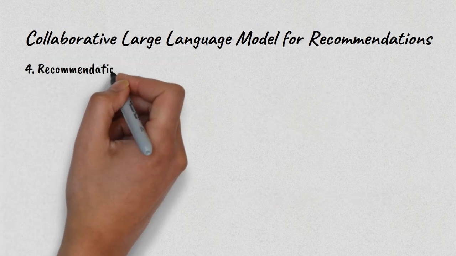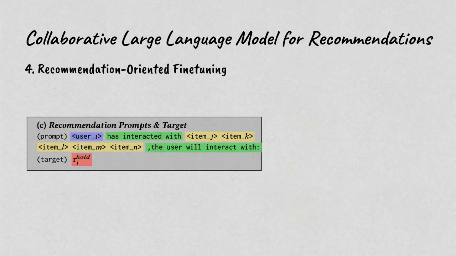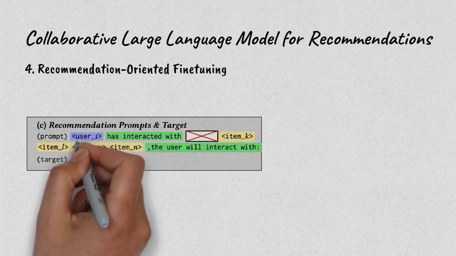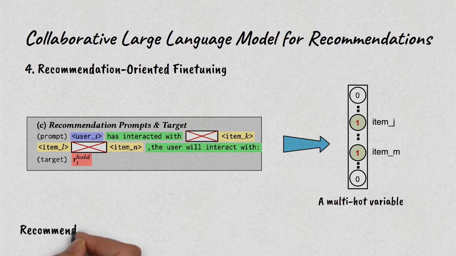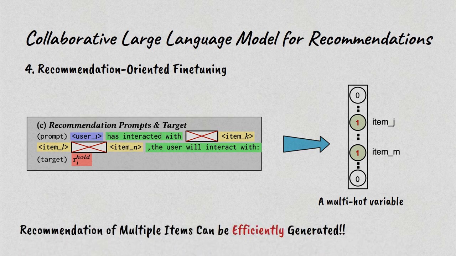In addition, we propose a recommendation-oriented fine-tuning strategy, where we randomly mask items in the prompt and predict all the holdout items simultaneously via an item prediction head with multinomial likelihood. Through this strategy, multiple recommendations can be efficiently generated without hallucination. More details can be found in our paper.